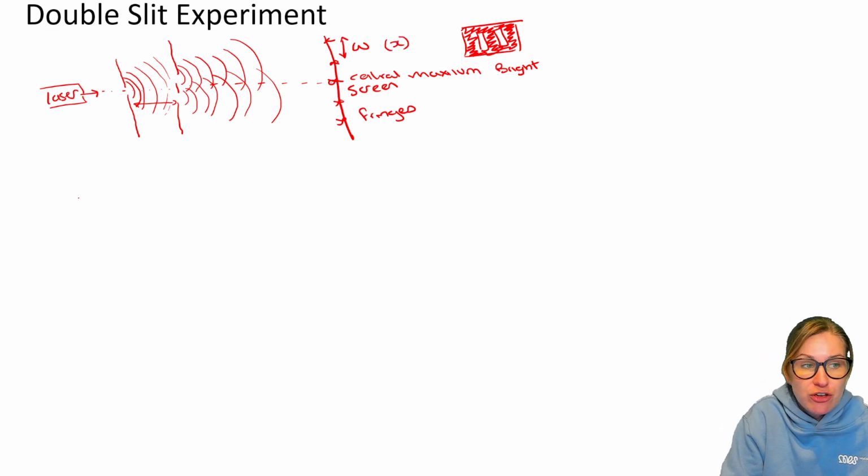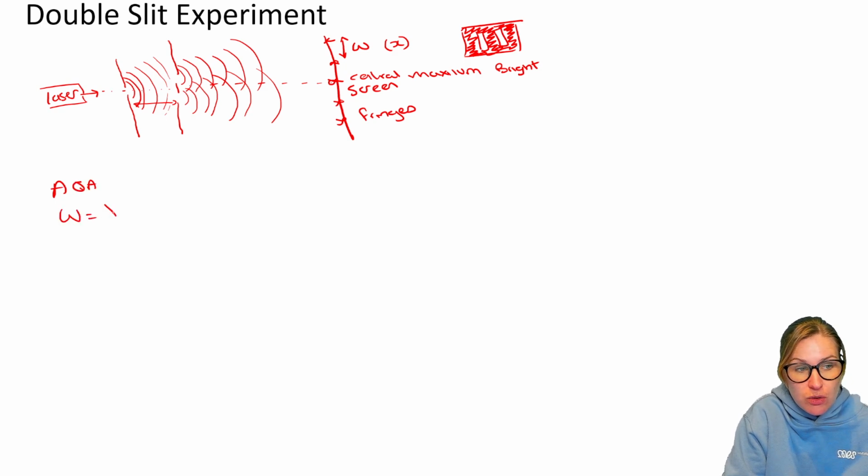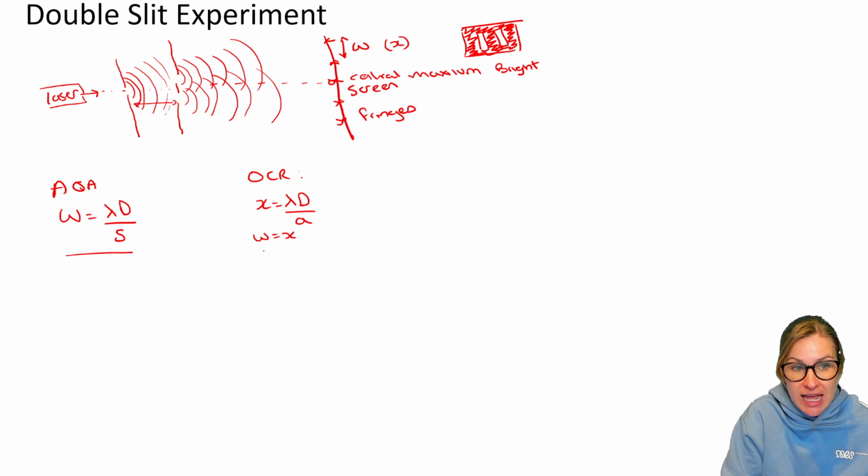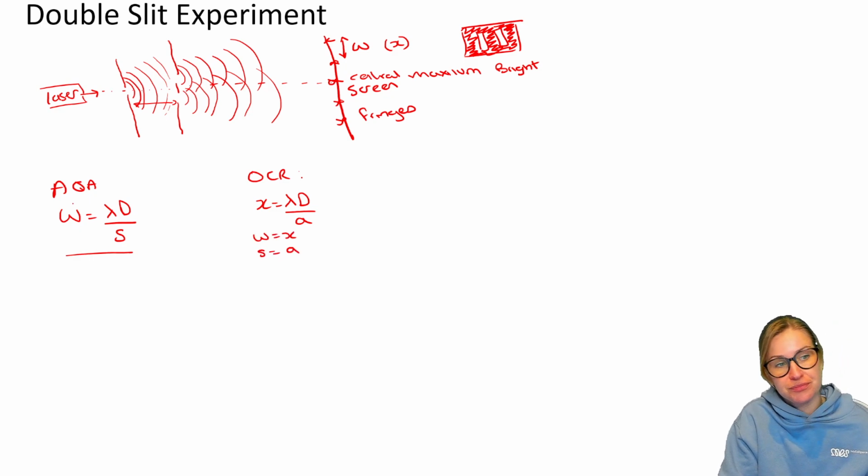Okay. So we're doing AQA. The equation of this practical is W equals the wavelength times the distance between the slits and the screen, divided by the slit separation. If we're doing OCR, the equation they're using is that X equals the wavelength times the distance between the screen and the slits divided by the slit separation. So I'm going to focus on this equation, but you can see that W is the same thing as X and the S is the same thing as A.